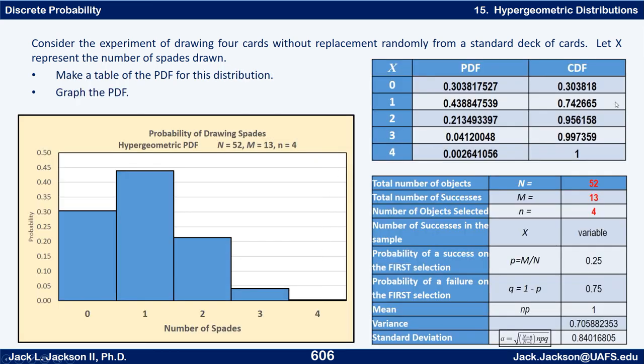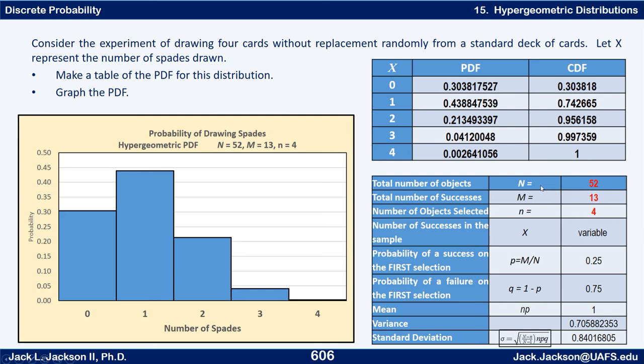Okay, so here's the table of the PDF and CDF with a certain number of digits there. We probably wouldn't necessarily need all those digits normally. And then here is the graph of the PDF right here. Little short bar here at 4. Okay, so the mode is 1, the highest bar.